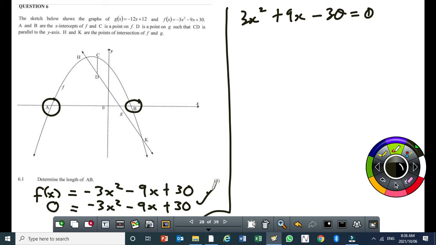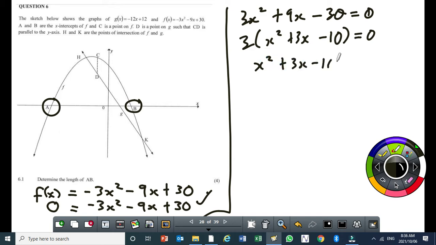Use the quadratic formula. Don't start worrying yourself, how am I going to factorize it? Use the quadratic formula. So here I can take out the common factor, which is 3. Then I'll divide both sides by 3. So my new quadratic equation becomes x squared plus 3x minus 10 equals 0.